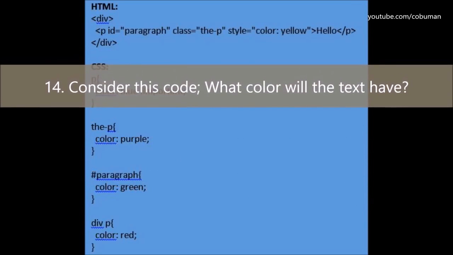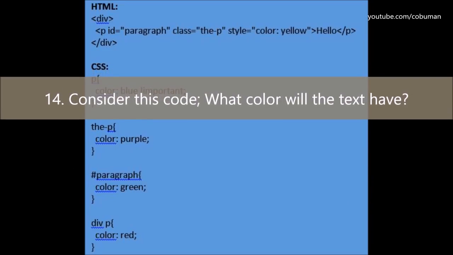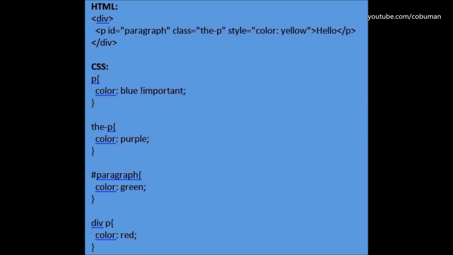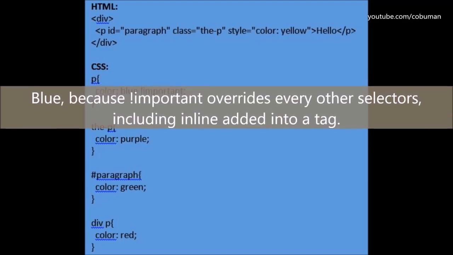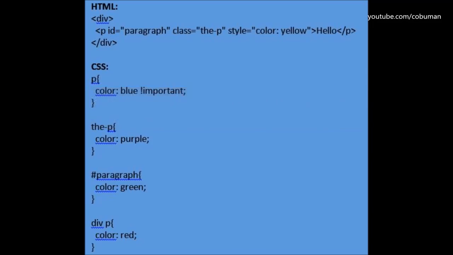Question number 14. Consider this code. What color will the text have? The answer is blue, because !important overrides every other selector, including inline styles added into a tag.